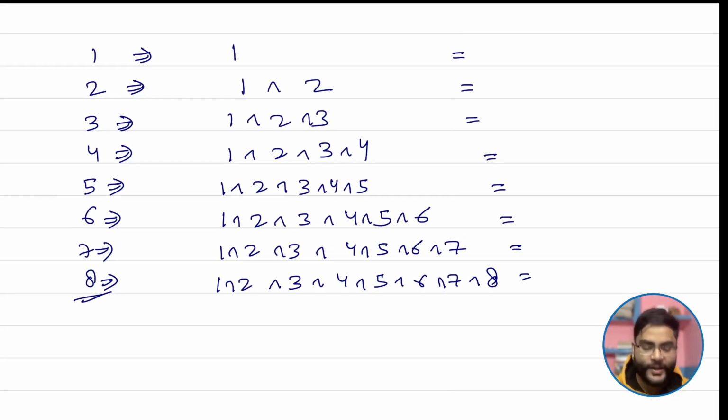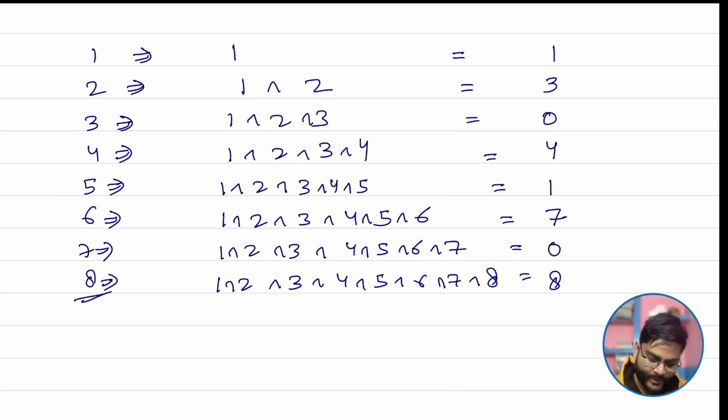So I hope you have solved for these values. Now you tell me what is the answer. 1 XOR 1 will be 1. 1 XOR 2 will be 3. 1 XOR 2 XOR 3 will be 0. 1 XOR 2 XOR 3 XOR 4 will be 0 XOR 4, which is 4. 1 to 5 XOR will be 4 XOR 5, which is nothing but 1. 1 to 6 will be 7. 1 to 7 will be 0. 1 to 8 will be 8.